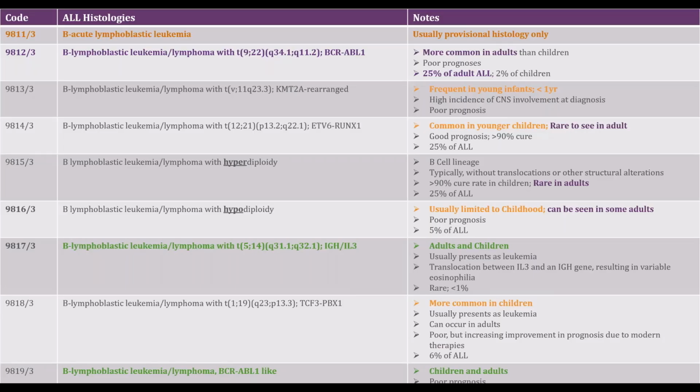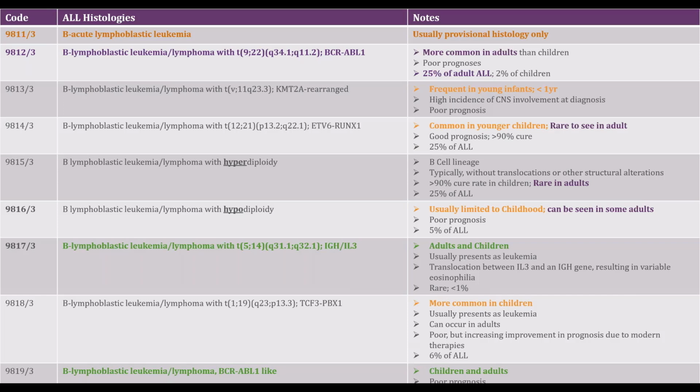Okay, and last up is going to be ALL. So again, I put together this table to do the same, to show the various ALL histologies and to provide some information on which population this is most common to see this in, what the prognosis would look like, about how many cases of all ALLs would be these specific histologies. So you can go ahead and take a look at this on your own.